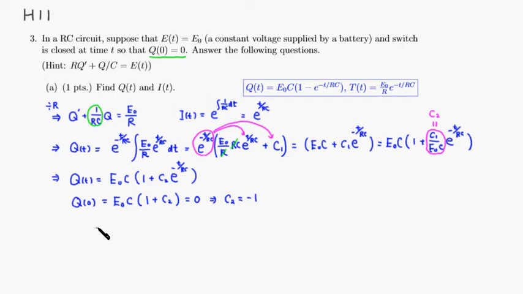Right, so therefore, we found our Q of t, which is going to be E0 C times quantity 1 minus e to the negative t over RC. Right? So looks like we got the right answer. So we have that right there. Right? Then, oops, there's a typo there. So I meant I, right?